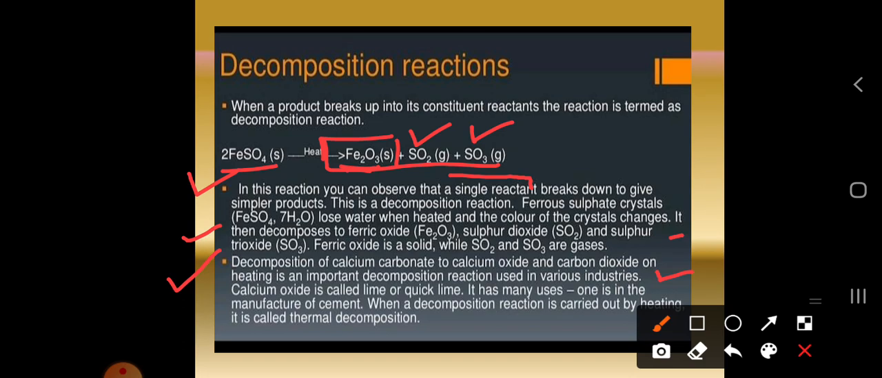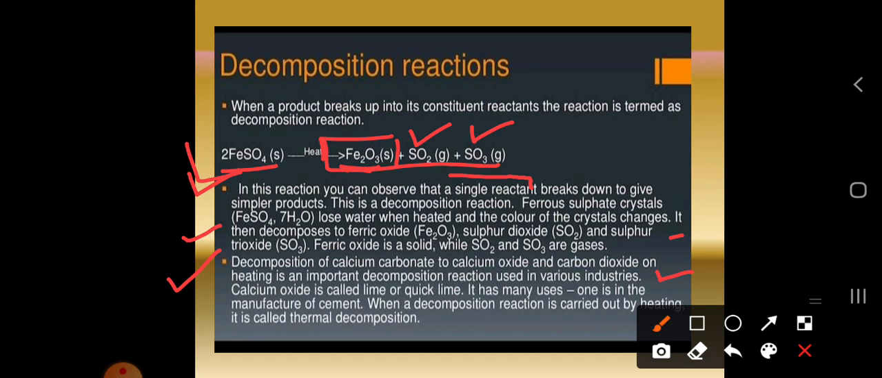When you go for MSc or other higher fields, you will get lots of applications of this decomposition reaction. But as per your syllabus, this much information is enough: when the product breaks up into constituent reactants, the reaction is termed a decomposition reaction. This is the simple example we explained about ferrous sulfate, which after heating is converted into ferric oxide plus sulfur dioxide and sulfur trioxide. So this is the decomposition reaction.